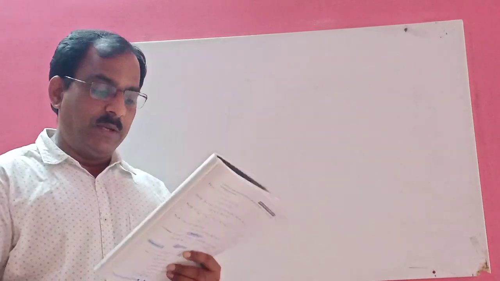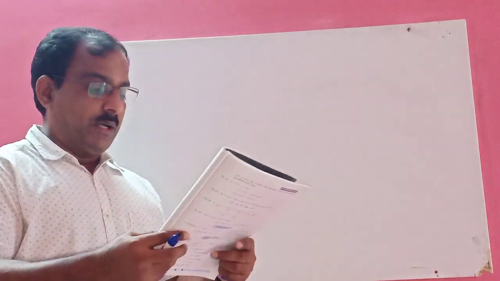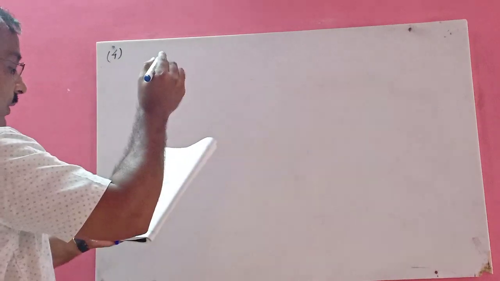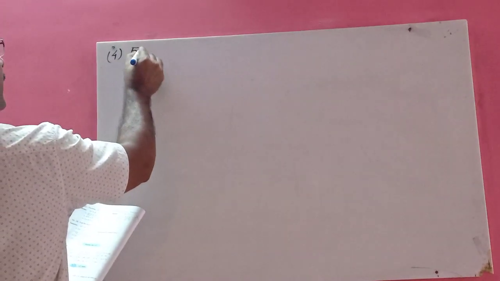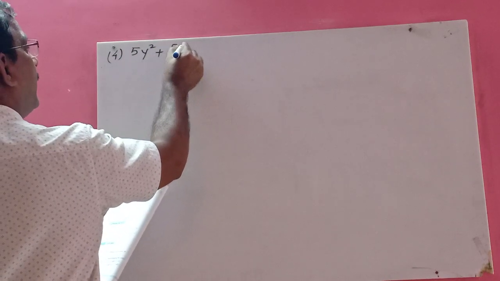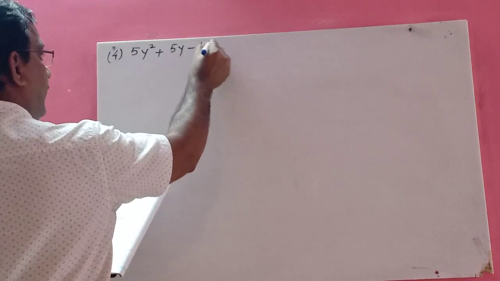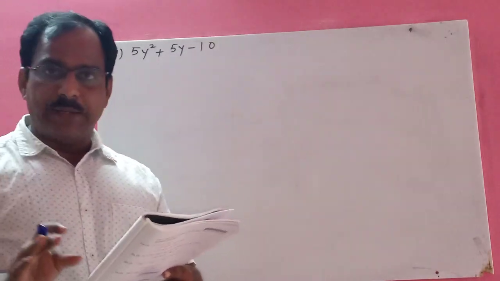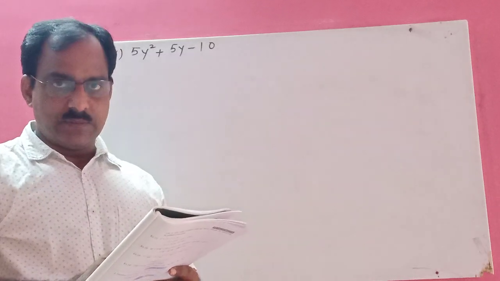So children, question number 4. Okay. See, question number 4 is 5y square plus 5y minus 10. Children, this sum is a little bit different than the previous sums.